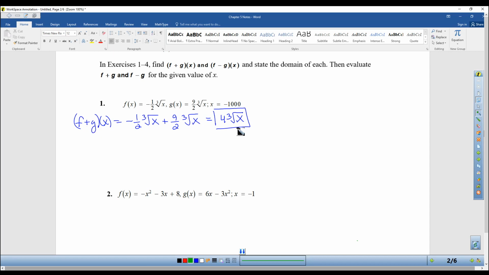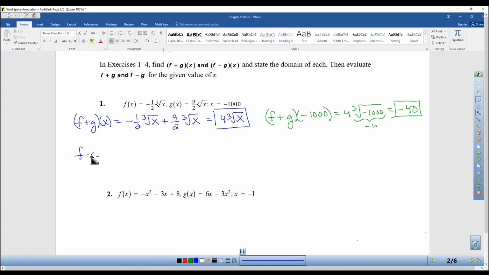f plus g of x is equal to this. And now watch the notation change. f plus g of negative 1,000. That lets somebody know that you're going to plug negative 1,000 in. You could plug it in separately and then add them together. But since we've already gone through the trouble of adding them together, we can use that. 4 cube roots of negative 1,000. And this is negative 10. So my answer is negative 40.